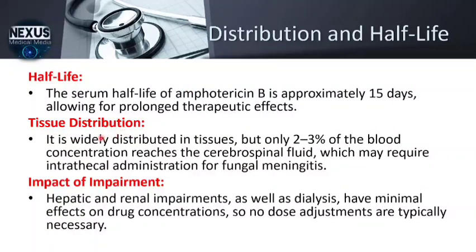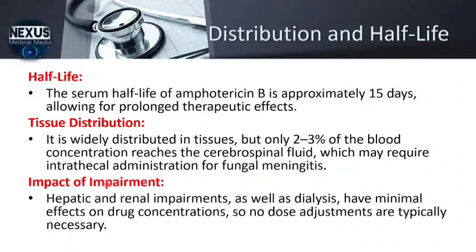Tissue distribution. It is widely distributed in tissues, but only 2 to 3% of blood concentration will reach the cerebrospinal fluid, which may require intrathecal administration for fungal meningitis. But you will see that this intrathecal administration has a lot of side effects, so it's not being done. We just use IV for that meningitis. But just keep in mind that only 2 to 3% of the blood concentration will reach the CSF.